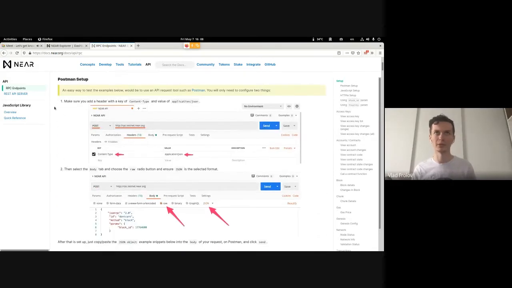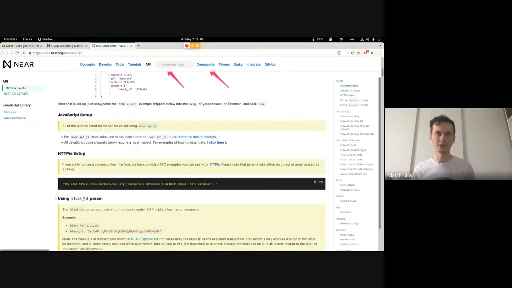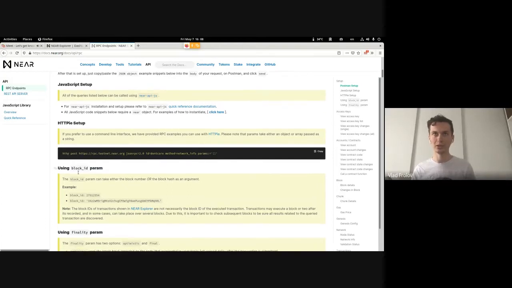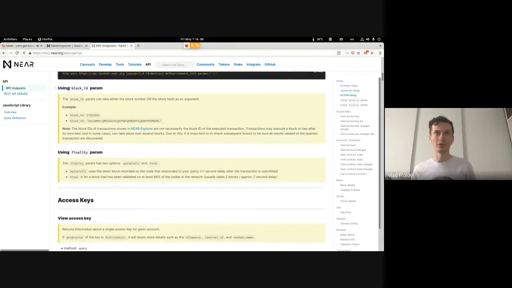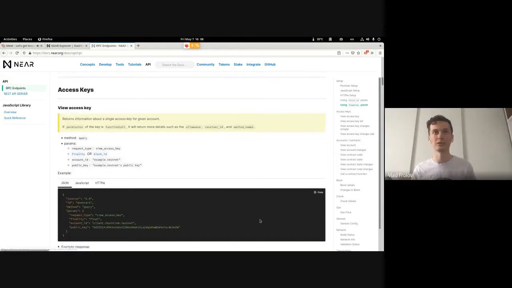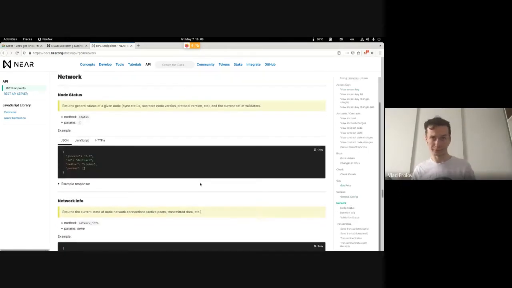If you're not very familiar with different tooling, you can use Postman or curl. All the examples mostly feature this HTTP utility, and you can look up all the information in the nice doc. On the right side, there is a nice overview, so you can easily navigate through this very long page. And the thing that we are currently interested in is network status.